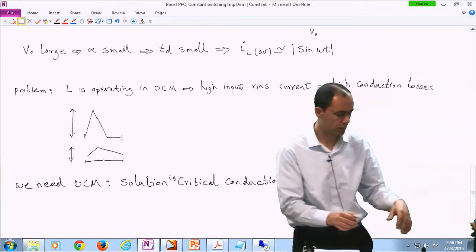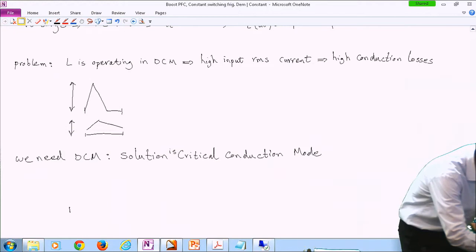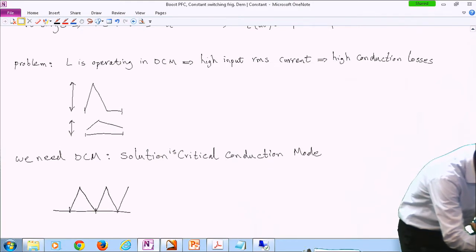So what we do is you turn the switch on, the inductor current rises, then turn it off, and then as soon as it turns back to zero, you turn it on again. Okay, something like this.